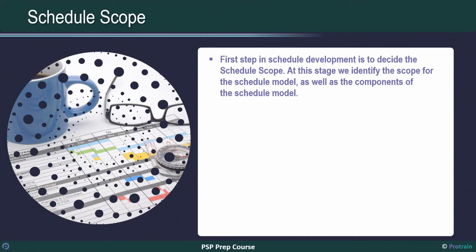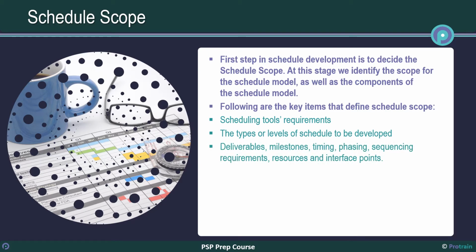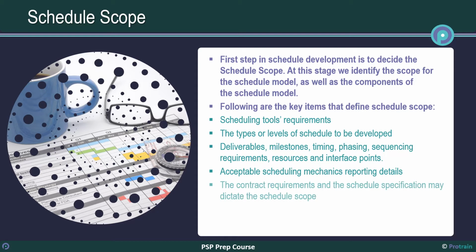The first step in schedule development is to decide the schedule scope. At this stage, we identify the scope for the schedule model, as well as the components of the schedule model. Following are the key items that define schedule scope. Scheduling tools requirements. The types or levels of schedule to be developed. Deliverables, milestones, timing, phasing, sequencing requirements, resources and interface points. Acceptable scheduling mechanics reporting details. The contract requirements and the schedule specification may dictate the schedule scope.